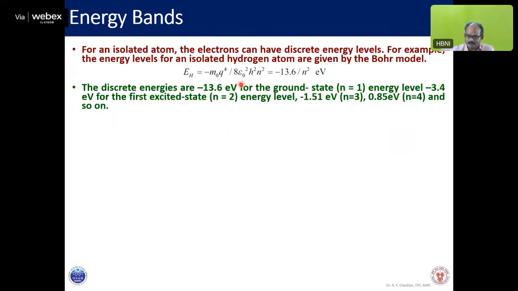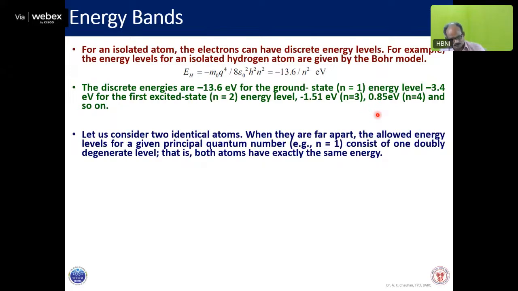Suppose it has a 13.6 eV ionization energy, and you try to give it, suppose, minus 3.4 eV. It is not like it will take this 3.4 electron volts and then the remaining will be the energy of the remaining electron. It will either accept it or it will not accept it.